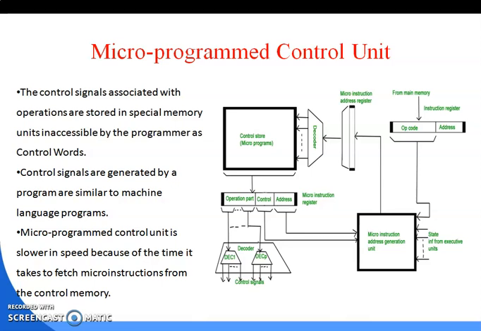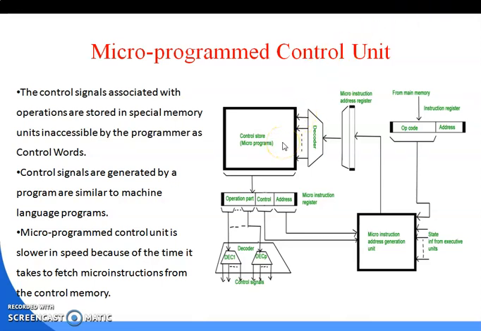In chapter 2 we discussed the one-address instruction and two-address instruction. In that case we are using codes like add, load (LOD), or move (MOV). These are the microinstructions, and they are used in the microprogram control unit. This unit is slower in speed because of the time it takes to fetch microinstructions from the control memory.